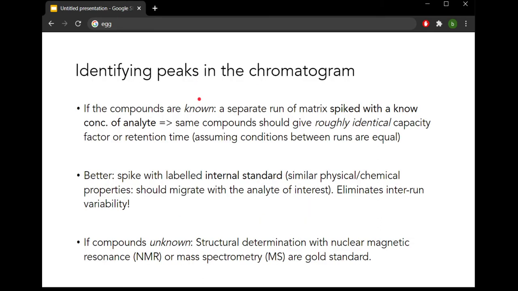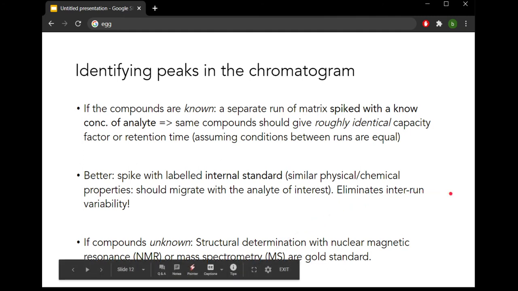So how do we identify what the compounds are in our chromatogram, right? So if the compounds are known, it's quite simple.